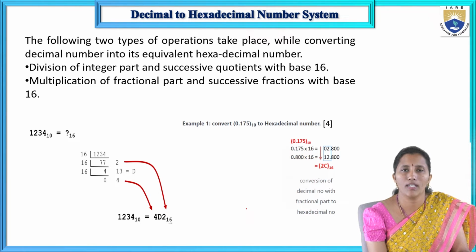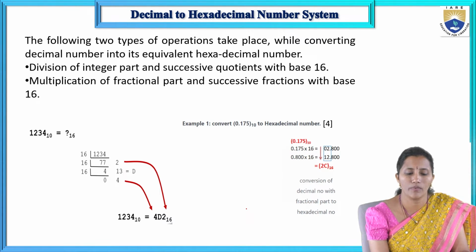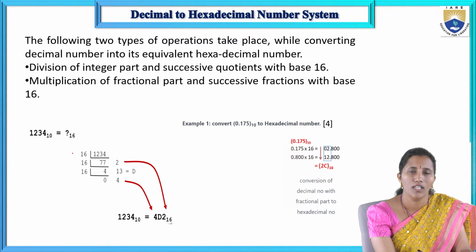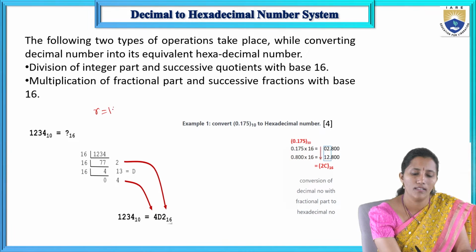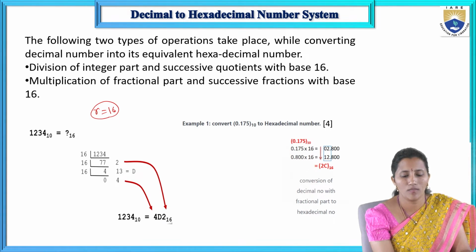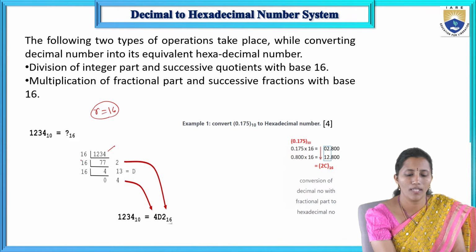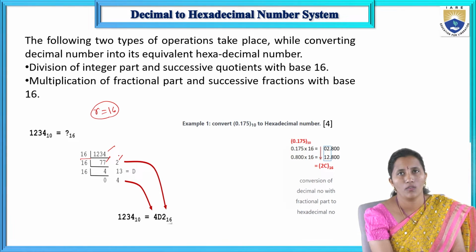So how to convert the decimal to hexadecimal number system? The same procedure as for binary and octal number systems. Here the radix r is equal to 16. We are converting the decimal into the hexadecimal number system. So divide that number by 16. You will get the value and quotient. And again divide that quotient by 16. You will get the quotient and the remainder will be 13. And 16 into 0, the remainder is 4.